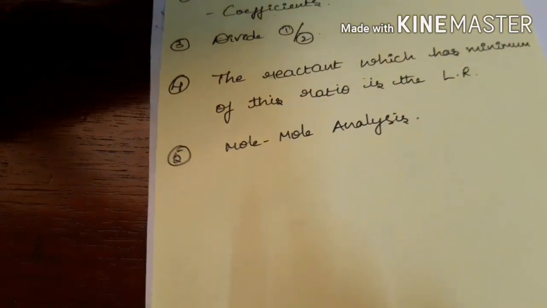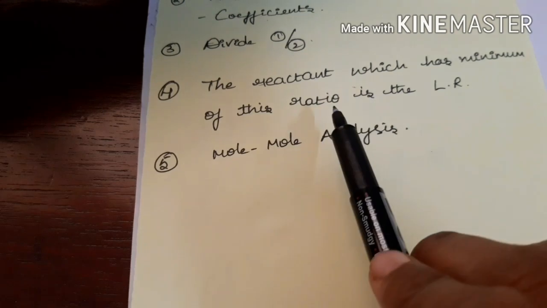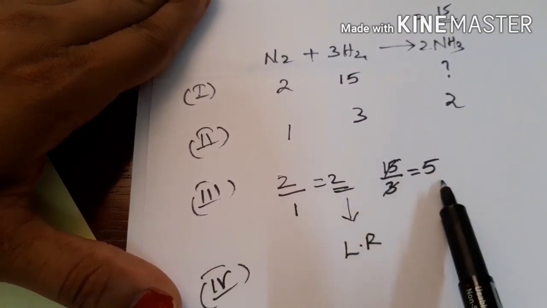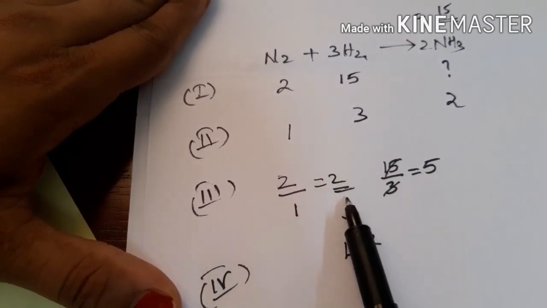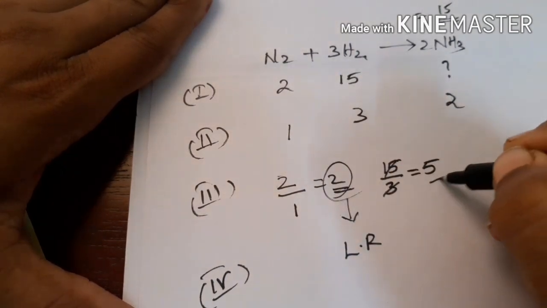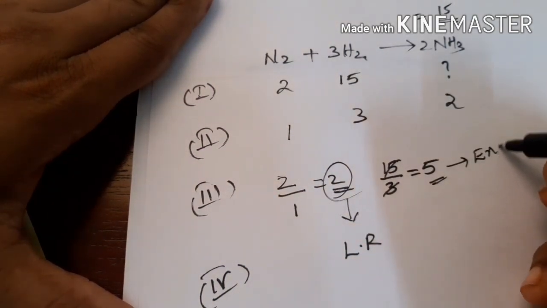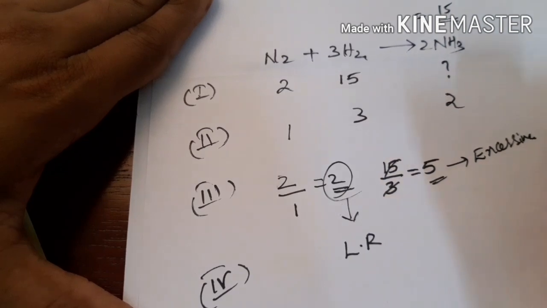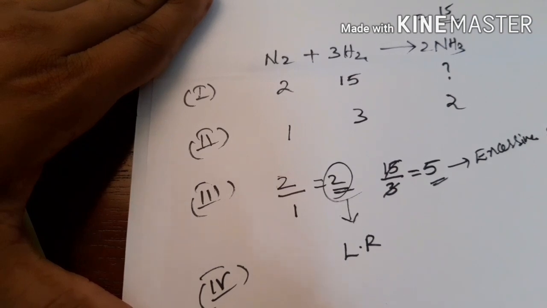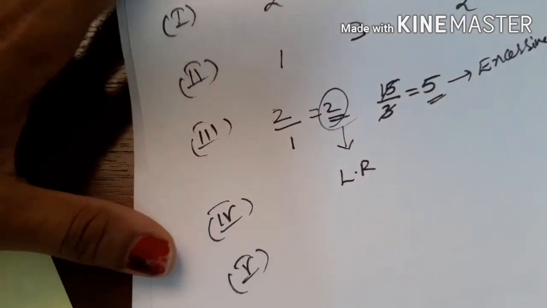The fourth step trick is that the reactant which has the minimum of this ratio is the limiting reagent. By observing these two, the ratio is minimum in nitrogen. That's why this is called the limiting reagent and this is called the excess reagent. What is the fifth trick? By using the fifth trick, we can get the formation of product, that means the number of moles of ammonia.